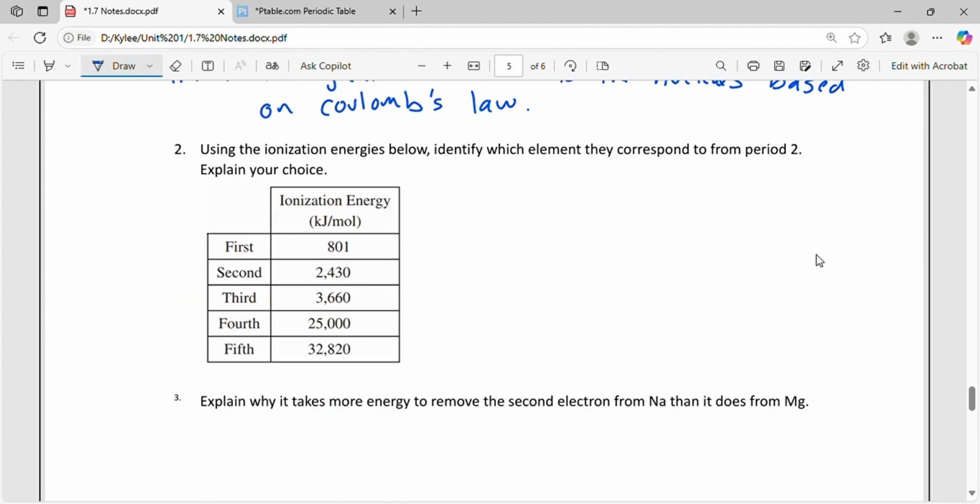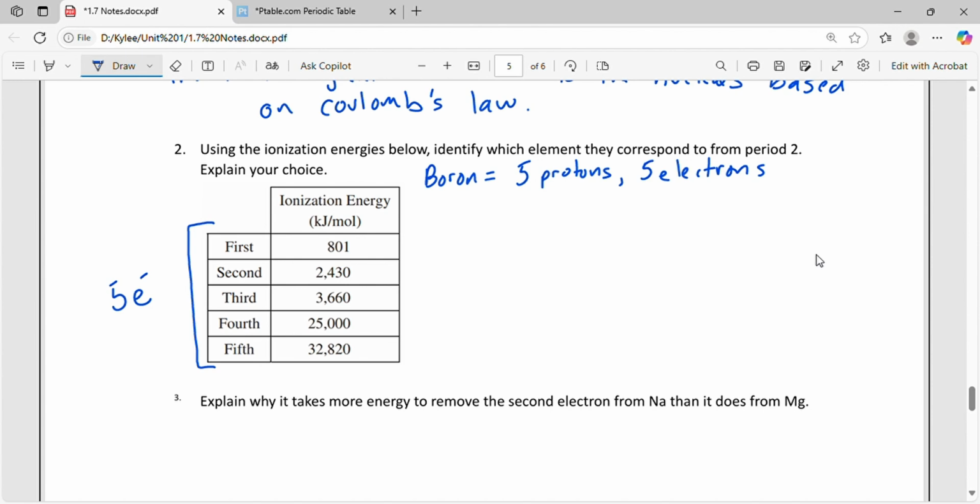All right, looking at the next example, it asks, using the ionization energies below, identify which element they correspond to from period 2. And then they want us to justify our choice. The first thing that I want to take a look at is just how many electrons are here. And since they give me 5 electrons, I'm guessing that this is probably going to be boron. We did talk about boron earlier. Boron has 5 protons, and in its neutral atom, it's also going to have 5 electrons. Remember, in a neutral atom, protons and electrons are equal to each other.